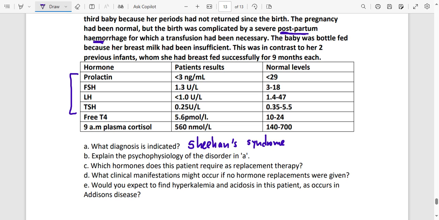So that is actually the main thing, because if we had a condition like hypopituitarism, we can as well have low hormones from the pituitary. But then here the problem is that the hemorrhage, the loss of blood after giving birth, is what caused the destruction of the pituitary gland. Why? Because you have lost too much blood after birth, there is not much blood going to the pituitary gland, and that has affected the pituitary gland function. And so that is how someone ends up with everything coming from the pituitary gland being low.